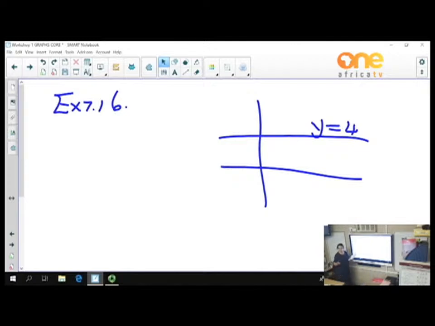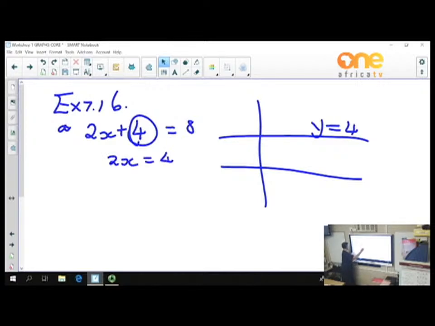So what will it be? Coordinates is solving simultaneously. This one is actually very easy because you can just say 2x plus 4, so I substitute the 4 in y's place, is equal to 8. So the value of x is 2. X is equal to 2. So what is the coordinates? Because they want coordinates, you must give it as a coordinate. Read the question. So it will then be (2, 4).